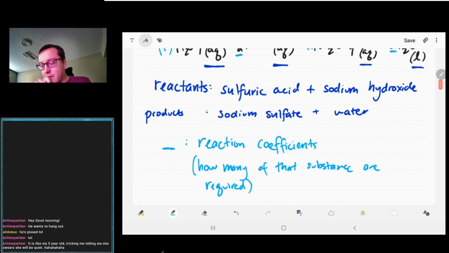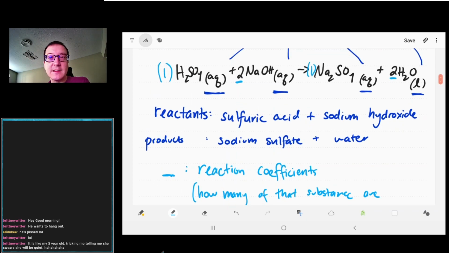So think of your reaction coefficients as if you were reading a recipe and it's saying, okay, you need to put in 2 eggs. That would be analogous to this 2 NaOH that we have here. So your reaction coefficients are just your quantity of how many you need for a reaction to take place.